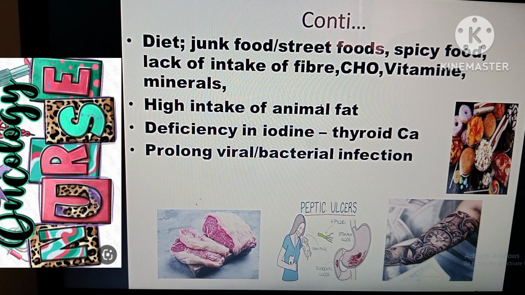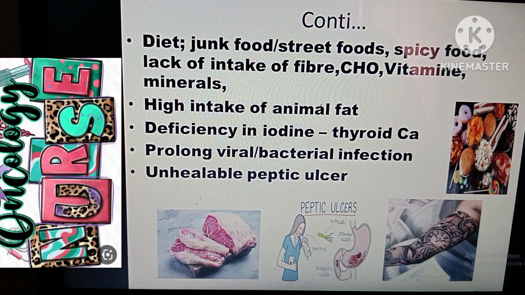Prolonged viral and bacterial infection, where you keep getting infection one after the other. When you get infections, your body's immunity goes down. So when a client keeps getting viral or bacterial infections, you have to advise them to approach the doctor, because taking their own self medication is not at all good. The next point is unhealed peptic ulcer.